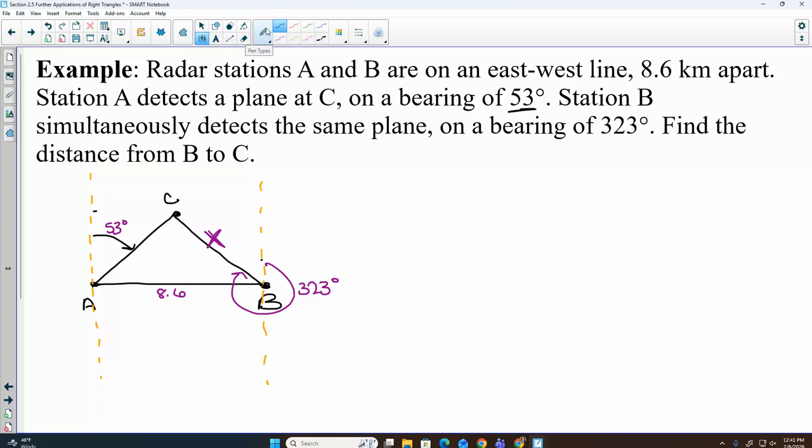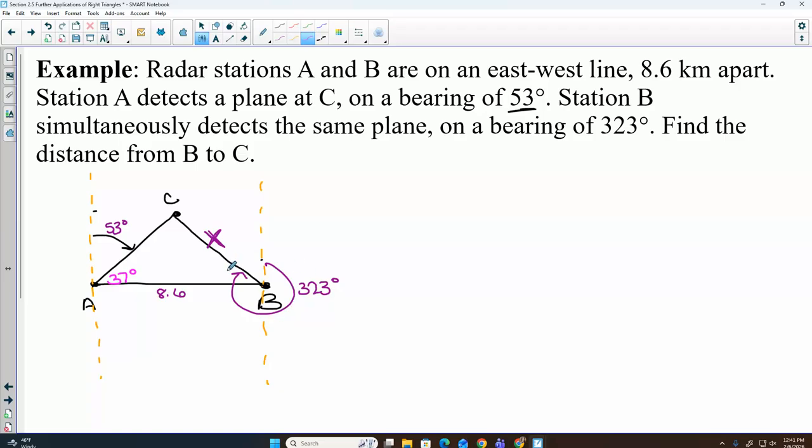Trig-wise, it's not that hard to find a single side in a triangle. But for our trig functions to work, what kind of triangle do we have to have? A right triangle. Did I tell you that it was a right triangle? No. So we can't assume, we have to check. Can we find some of our angles? If I know this is a north-south line and an east-west line, what kind of angle do a north-south and an east-west make when they meet? 90 degrees. So if you do 90 minus 53, you get 37. So I know this angle is 37 degrees.